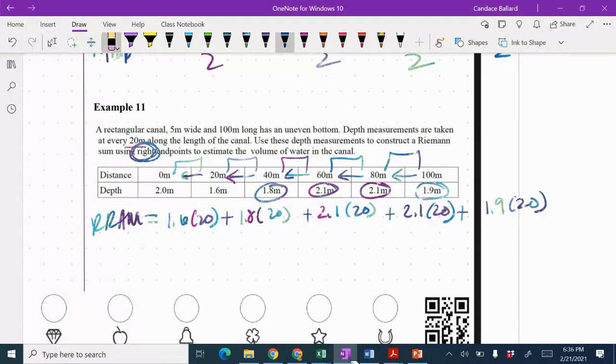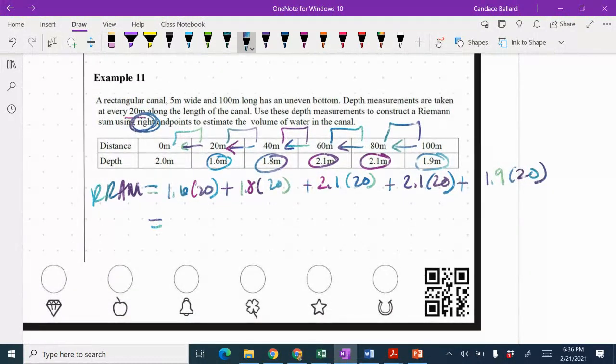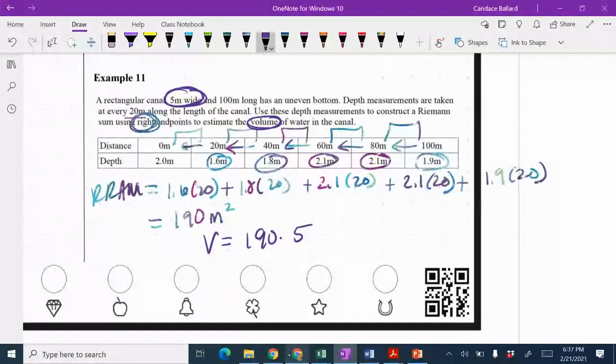Again, I am going to crunch my numbers in my calculator just to help me out with the arithmetic piece. When I do this, I end up with 190. Technically this was an area problem, so meters squared. However, in this particular case, which probably won't happen in our homework but could happen on the AP test, they actually want us to calculate the volume. That's technically the area. To get the volume, we multiply it by the 5 that we had here. So to finish this one, we do 190 times 5, which is really the area of the base times the height of the canal, giving us 950 meters cubed.